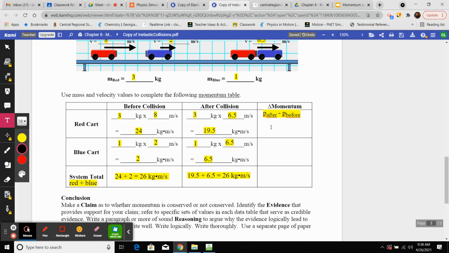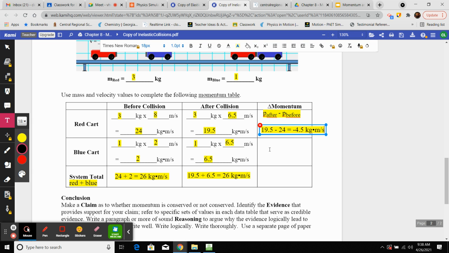Okay, so the momentum after minus before. So 19.5 minus 24. What does that equal? Negative 4.5. Over here, if you hit the refresh, it should show. Whoop. All right. That's it.